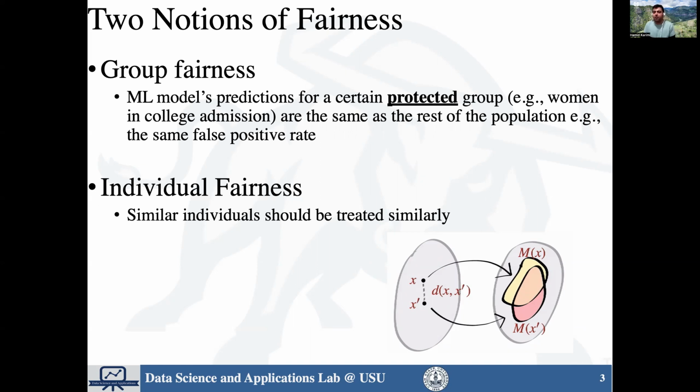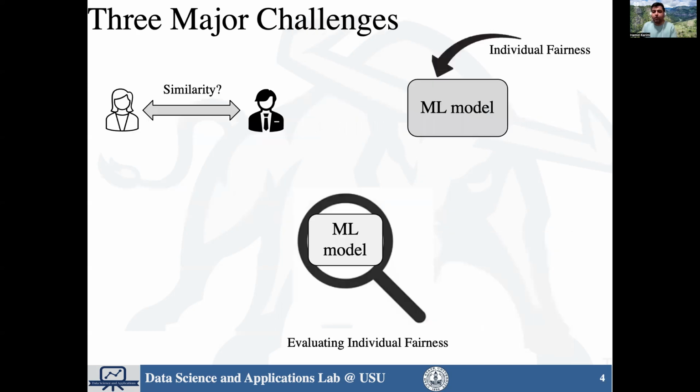Individual fairness is based on a very simple idea, but very powerful. It says similar individuals should be treated similarly. For example, X and X prime are two individuals or two data points that we think are similar, then the model basically should treat them similarly, essentially giving the same prediction for these two data point individuals.